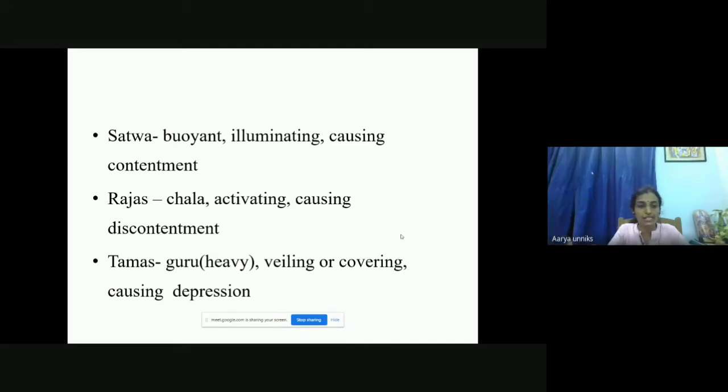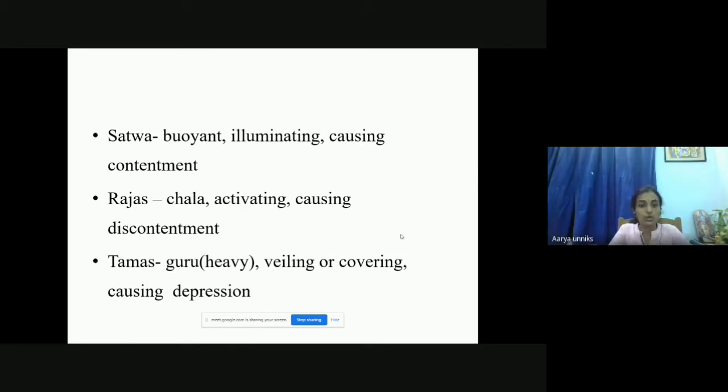He does not go behind too many things. Rajas is chalam. It is the activating principle. It causes discontentment. That is, a rajasika person will never be content. He'll be wanting more and more and more. So he'll be activated to do something more also.